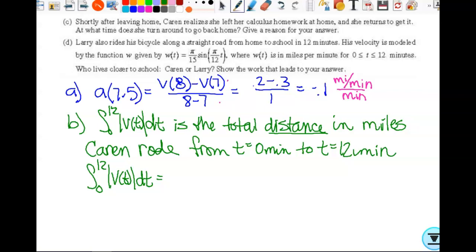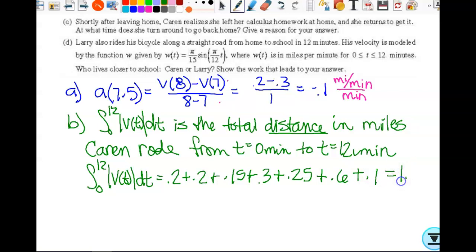So this would be 0.2 plus 0.2 plus 0.15 plus 0.3. And, oh, I do have the total. It's 1.8 what? Miles.